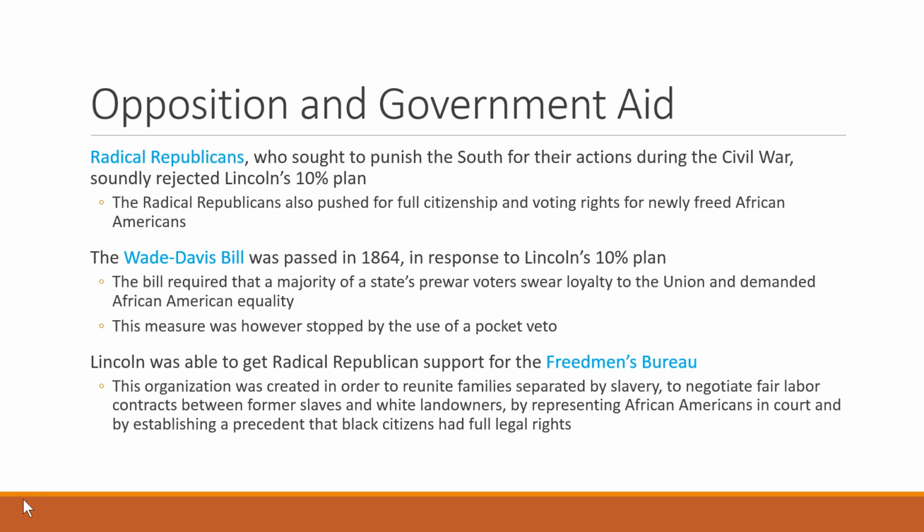And if a president does that in the last 10 days of a congressional session, that bill has to start the entire legislative process over again once Congress reconvenes. Lincoln was able to get radical Republican support for the Freedmen's Bureau. This organization was created in order to reunite families separated by slavery, to negotiate fair labor contracts between former slaves and white landowners, by representing African Americans in court, and by establishing a precedent that black citizens had full legal rights. Many of these things were being done in order to try and undo the damage that had been done by the Dred Scott case, which we talked about previously.